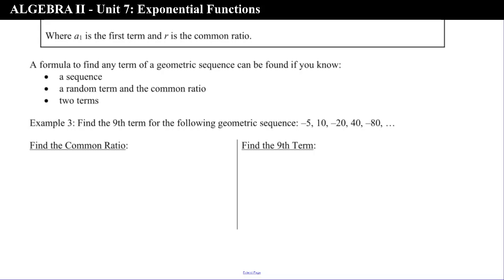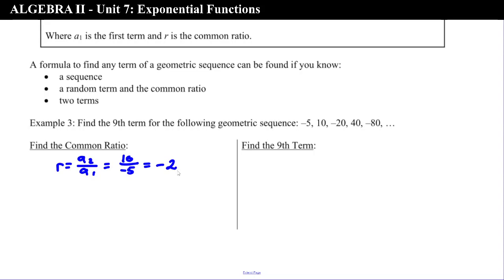So if we know that this is a geometric sequence and we want to find the ninth term, first thing we need to find is the common ratio. So to find the common ratio, we are going to take a term, say a sub 2, and divide it by the term before it, a sub 1. A sub 2 here is 10, a sub 1 is negative 5, so our common ratio is negative 2.